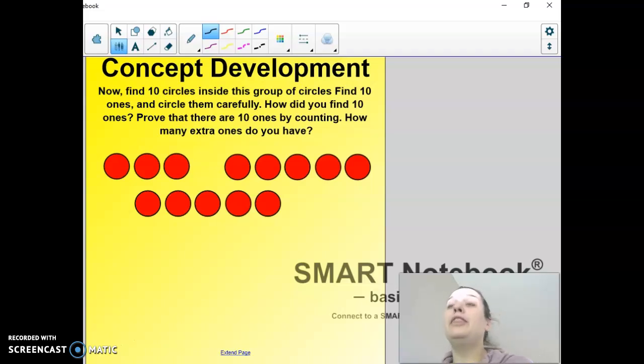All right, now with those 14 circles, I want you to find a group of 10 and circle that group of 10. Now remember, you're not circling them one by one, you're circling a whole group, so a really big circle. Okay? Go ahead, and then we'll come back together and we'll see what we have.